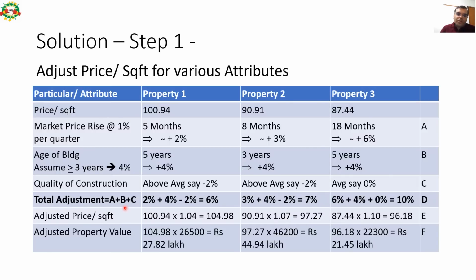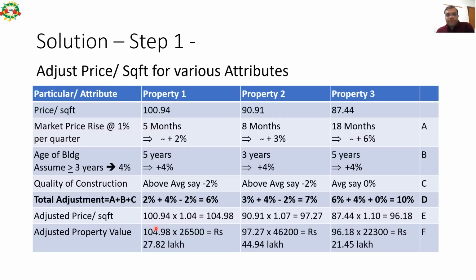So the total adjustment for property number 1 is 2% for time factor, 4% for age of the building, and third, minus 2% for quality of construction. Put together, 6% is the price adjustment for property number 1. Likewise 7% and 10% in case of property number 2 and 3.